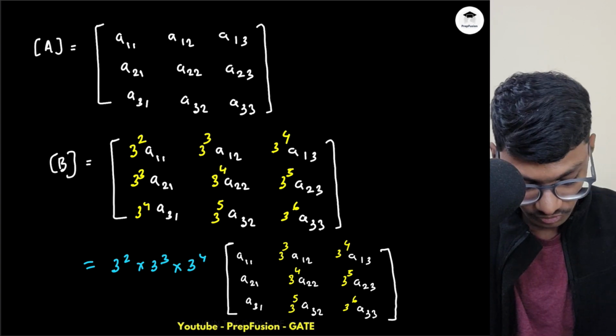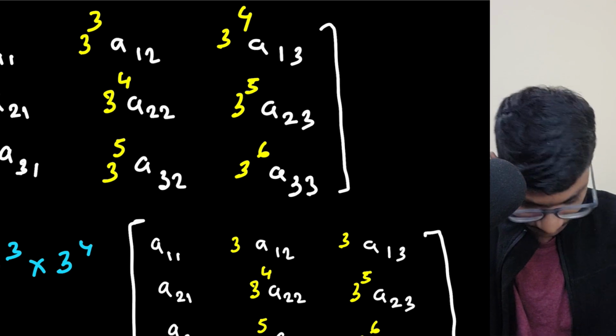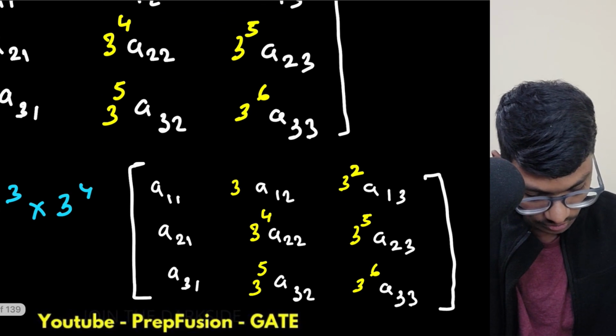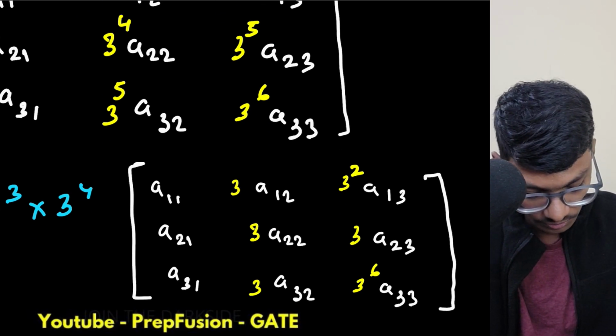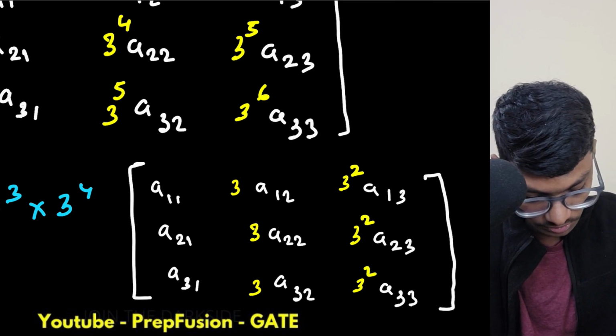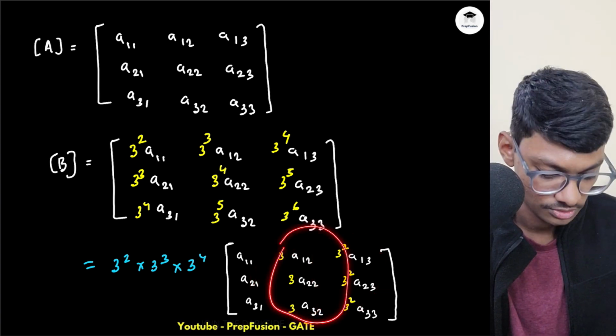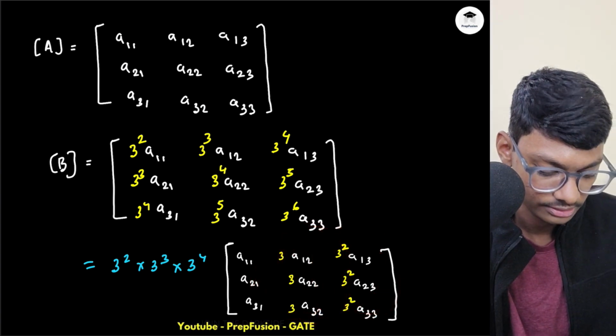Okay, so I have taken common 3 square over here. So this will be only 3 to the power 1. This will be 3 square. This will be 3 square. I have taken 3 cube from here common. So this will be 3 and 3 square. This will be 3 and 3 square. Again, what I can do is I can take common from each of the columns. So here I can take common 3, and here I can take 3 square common.